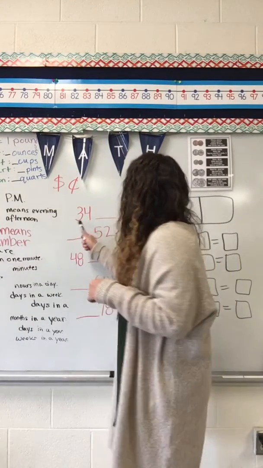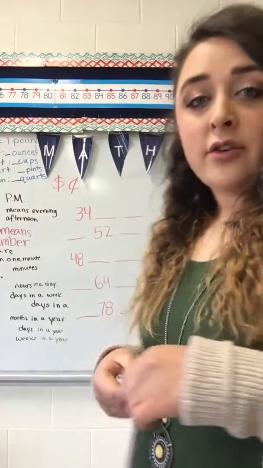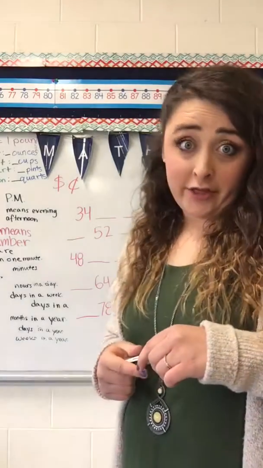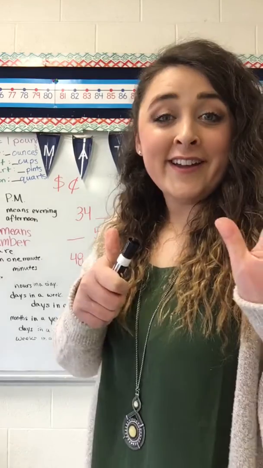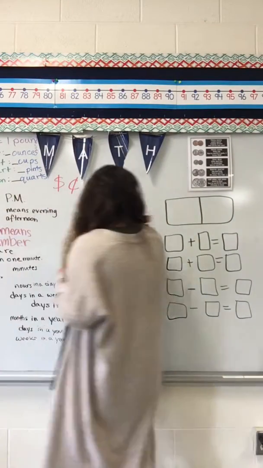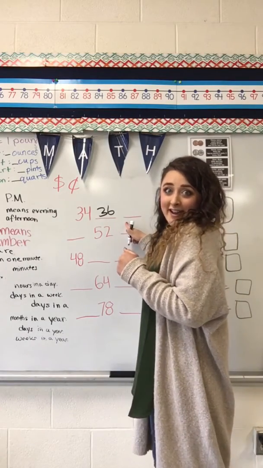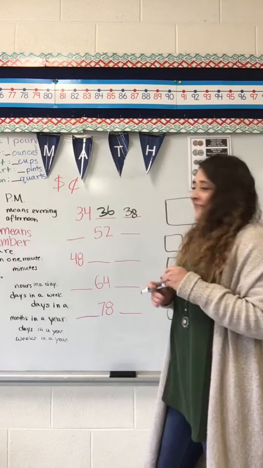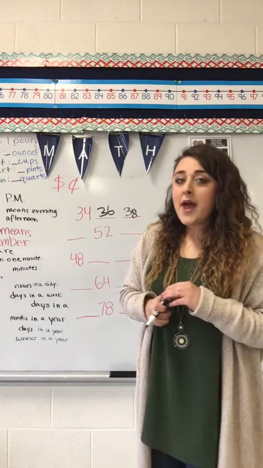Now I have 34 up here on the board. 34. What comes after 34? Let's start at 30. 30, 32, 34, 36. So we've got 34, 36, 38. You're right if you said it was 38. Very good.